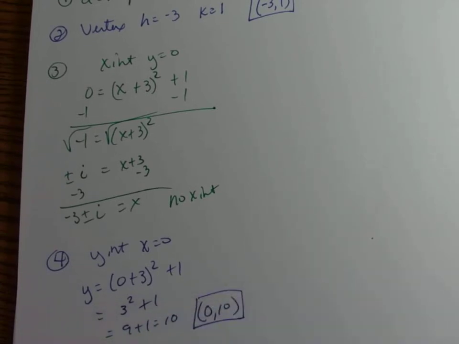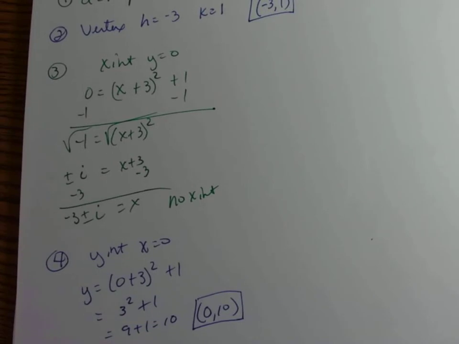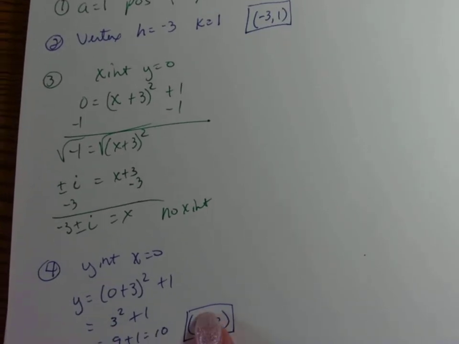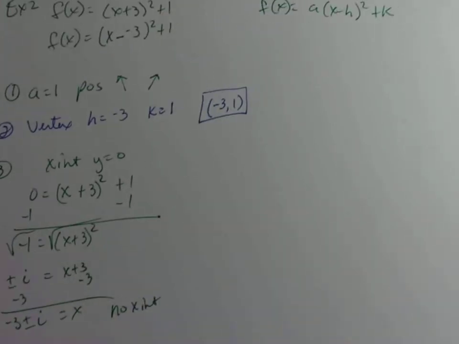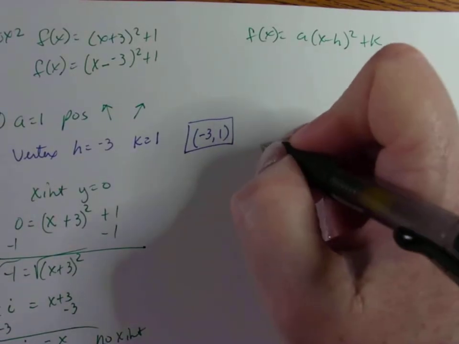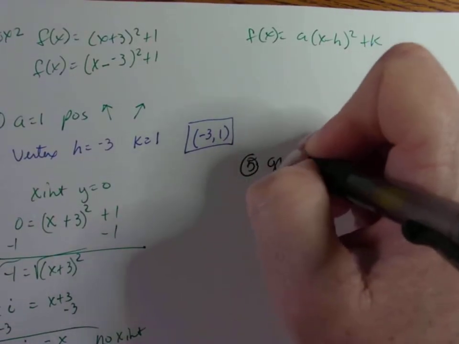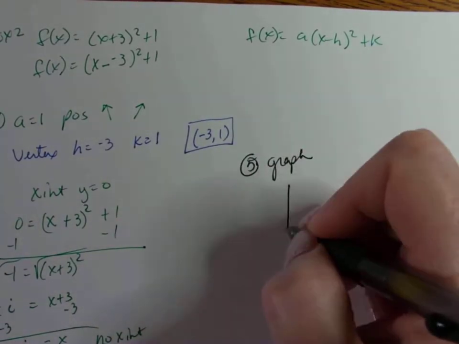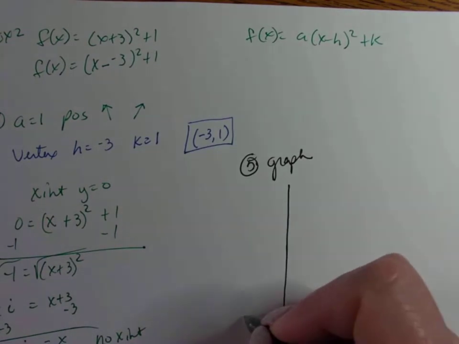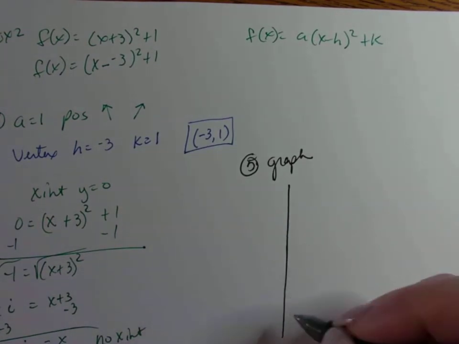And then step 5 is going to be our graph. So we only have (0, 10) and (negative 3, 1) for any of the values that we have at this point. So it's going to be an all positive graph.